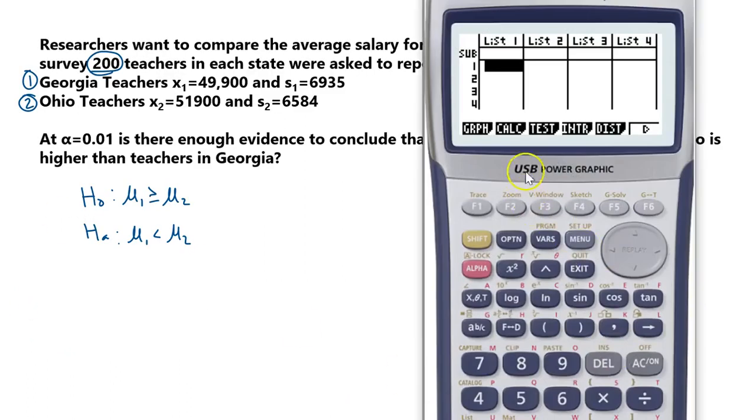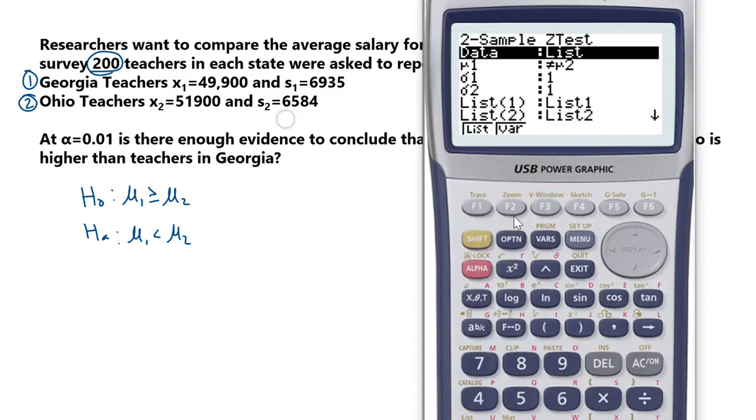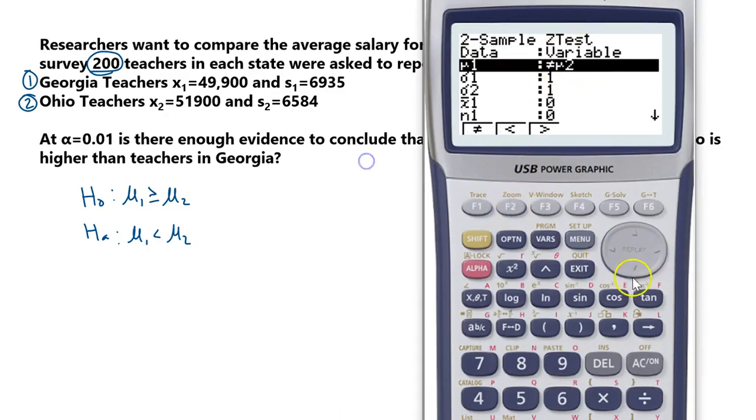Okay, calculator, I'm in the stat menu already. I'm going to go to test, Z, and it's 2 samples, so 2S. Mine says list right now. I'm going to change it to variable. Our alternative hypothesis is that mean 1 is less than mean 2.